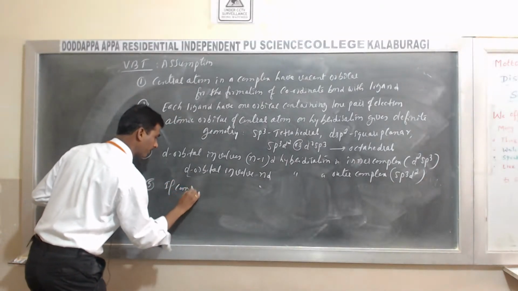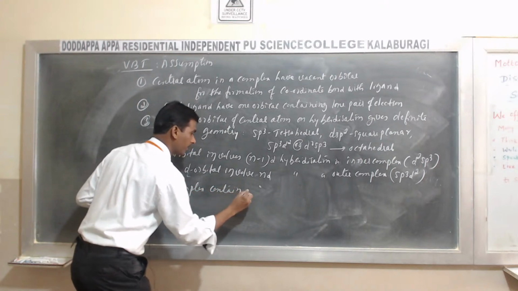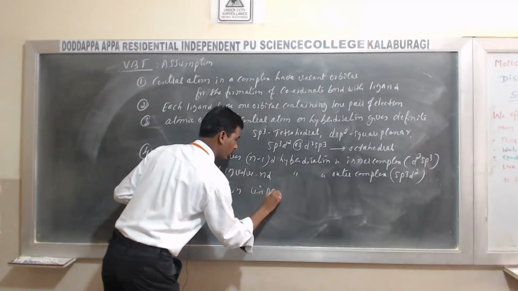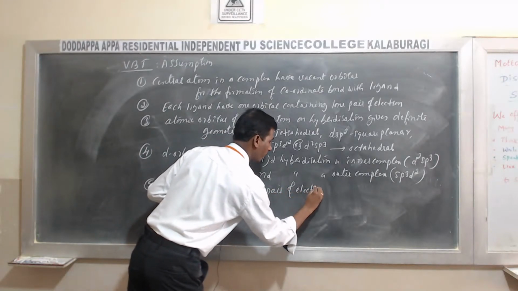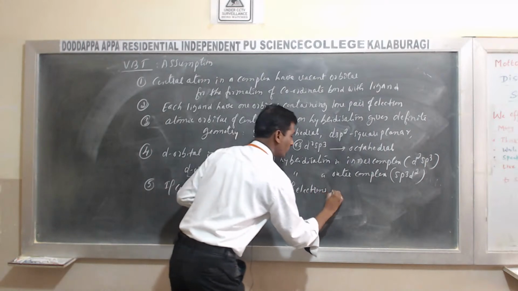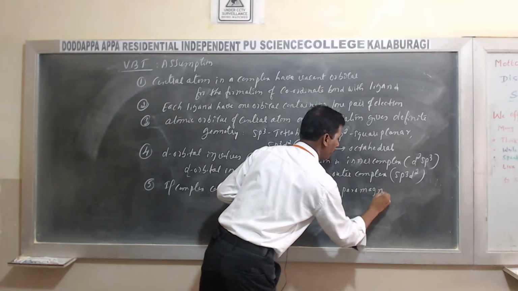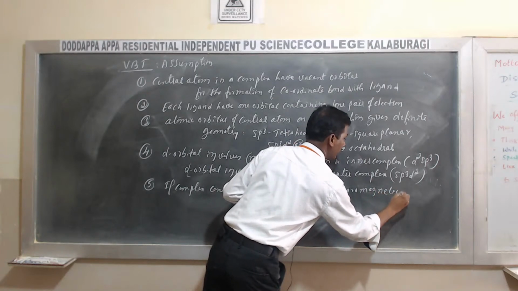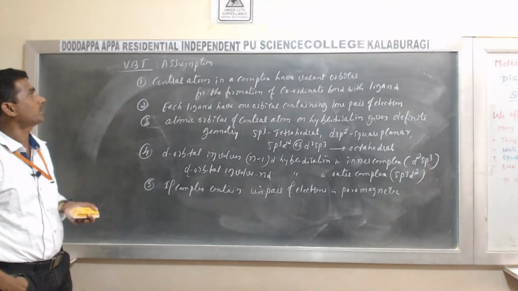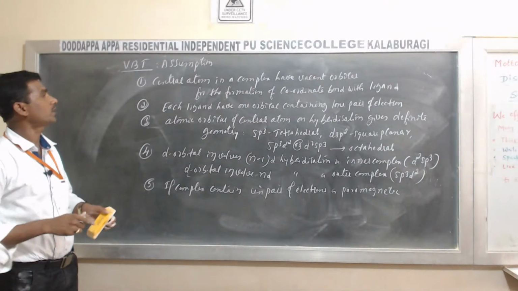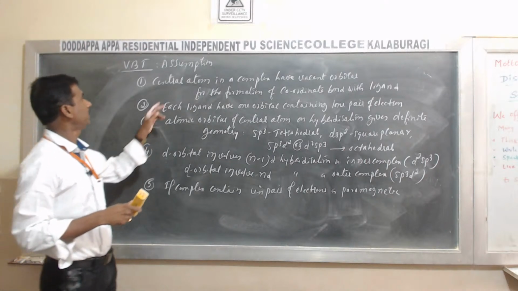And the last one is, if a complex ion contains unpaired electrons, it is paramagnetic. Okay, so these are the important points of VBT. So what is this VBT? The examination, what is the VBT?